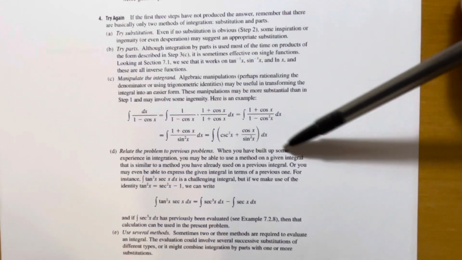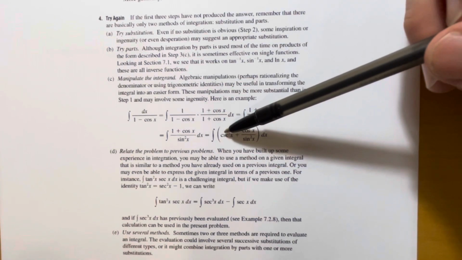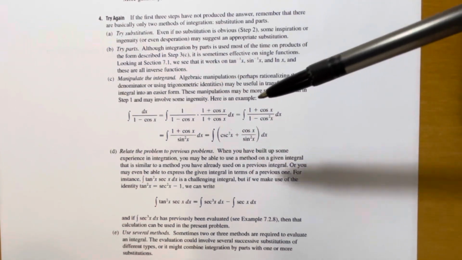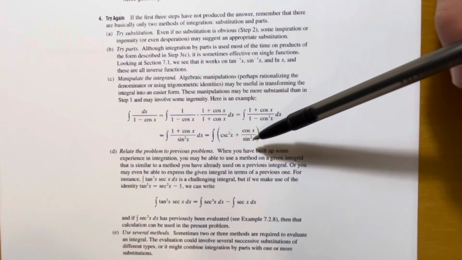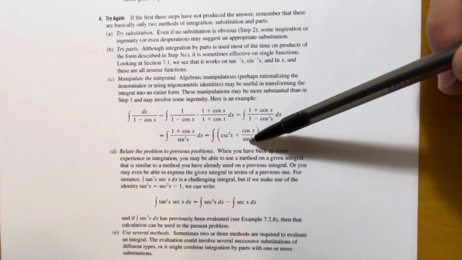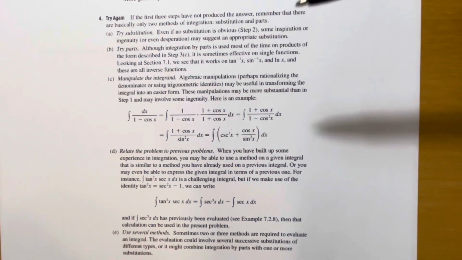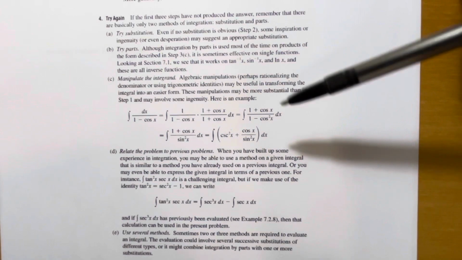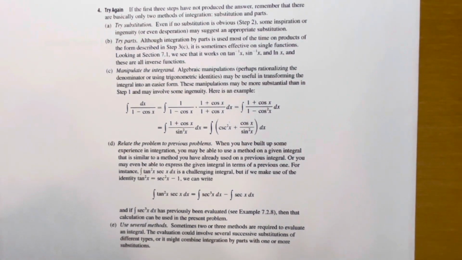Both of these can be integrated very easily, because the antiderivative of cosecant squared is negative cotangent. That's ready to go. This one, I can just use a u substitution, set u equal to sine of x, so that du is cosine of x dx. I already have my du ready to go. So manipulating your integrand is something we tend to do a lot when we've already tried a couple of things.